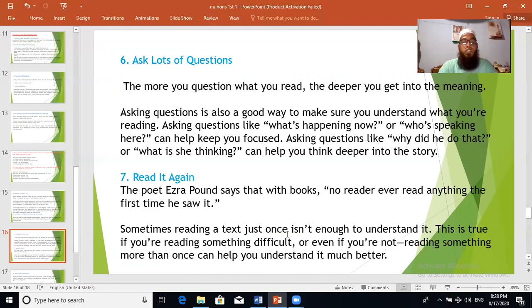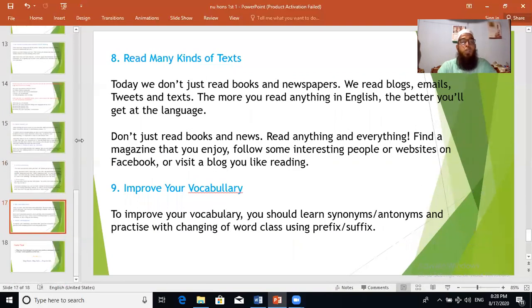Sometimes reading a text just once is not enough to understand it. It happens for us also. When we read a text, sometimes we cannot understand. If we read it a second time, we can get some meaning. If we give the third reading to the text, we can understand better than the first or second one. This is true if you are reading something difficult, or even if you are not, reading something more than once can help you understand it much better. So if we read a text twice, thrice, we can get a better understanding of the text.